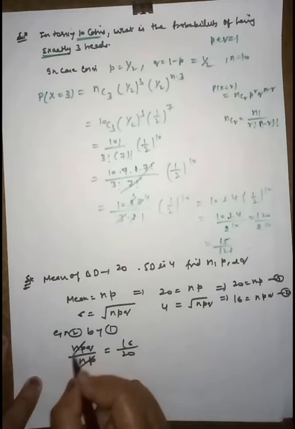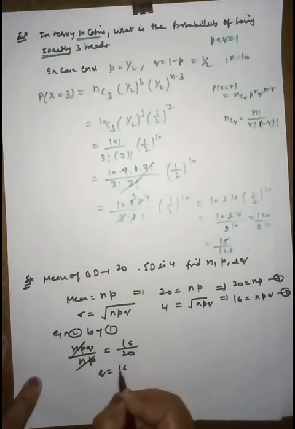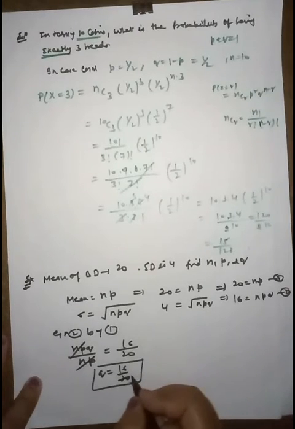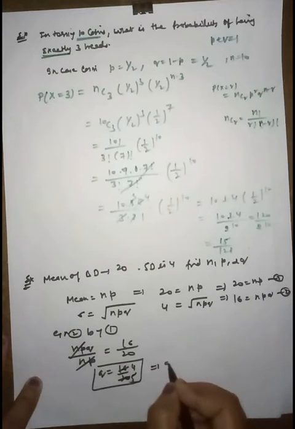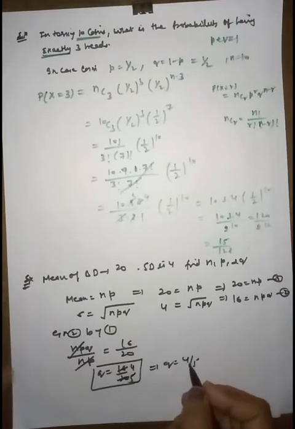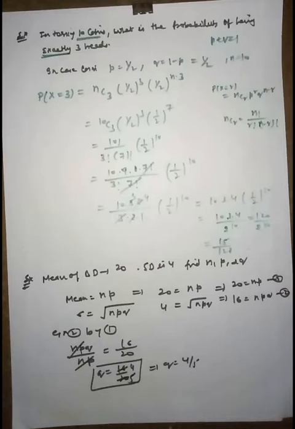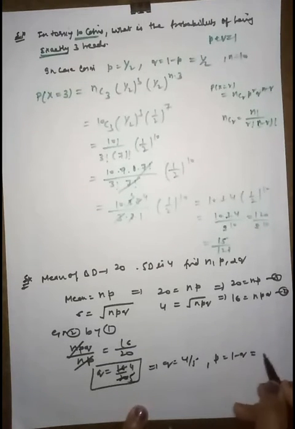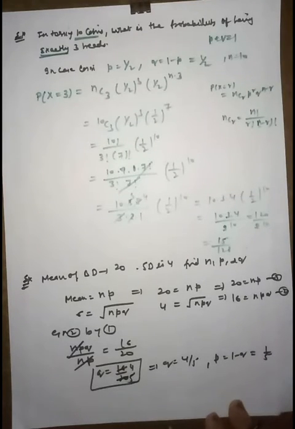So npq upon np equals 16 upon 20. Here np and np cancel out, so q equals 16 upon 20. So the q value comes 4 by 5, and we know p is 1 minus q. It means p is 1 by 5.